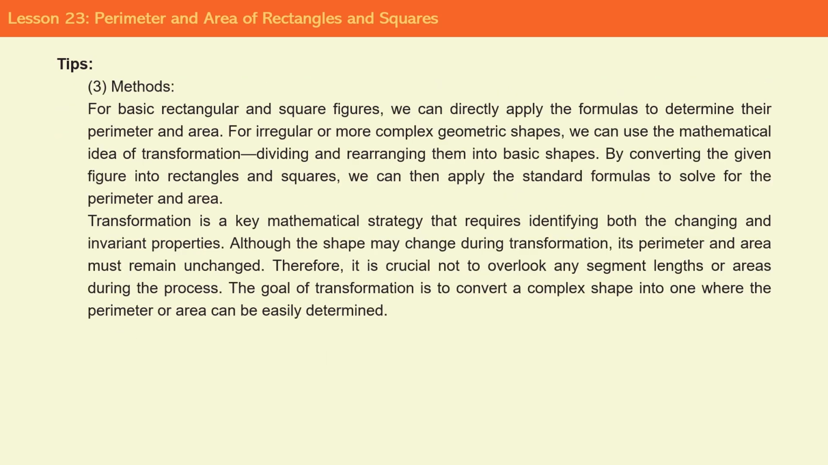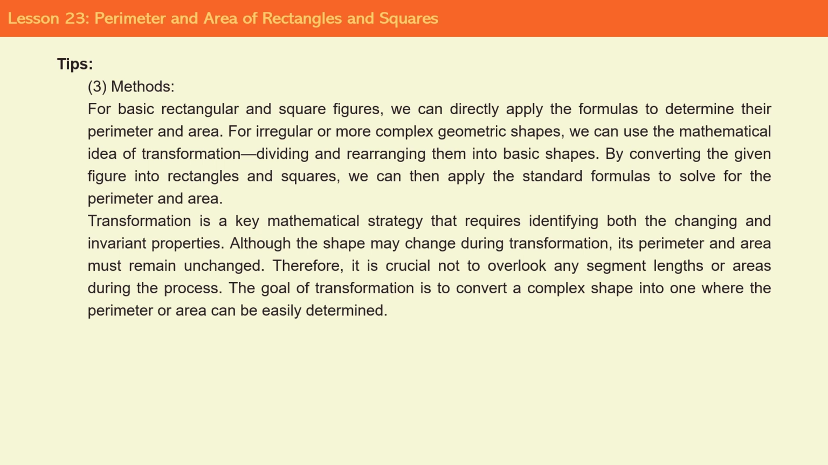For basic rectangular and square figures, we can directly apply the formulas to determine their perimeter and area. For irregular or more complex geometric shapes, we can use the mathematical idea of transformation, dividing and rearranging them into basic shapes. By converting the given figure into rectangles and squares, we can then apply the standard formulas to solve for the perimeter and area.